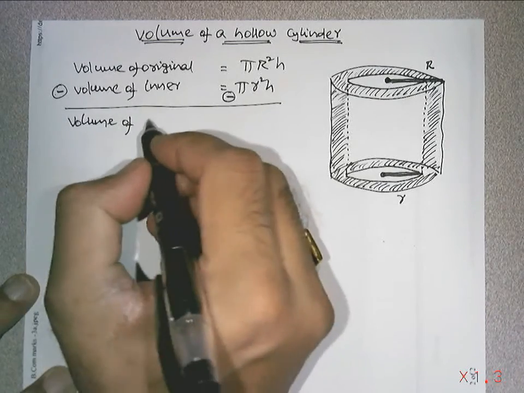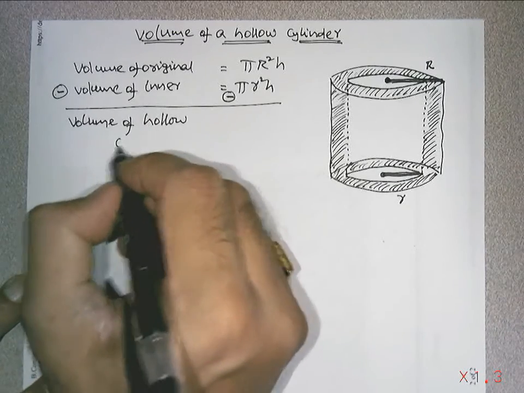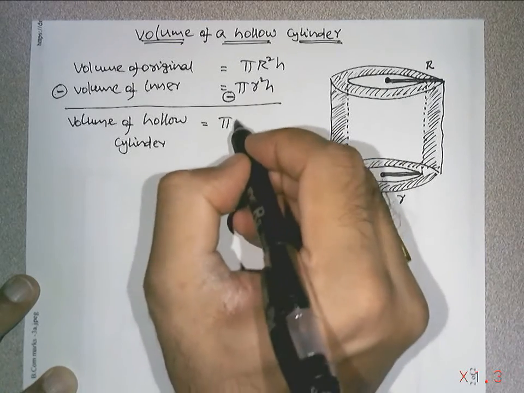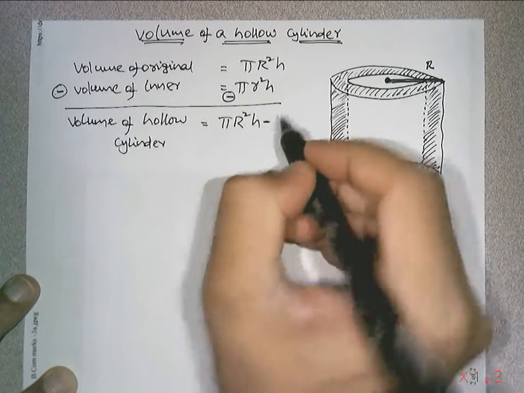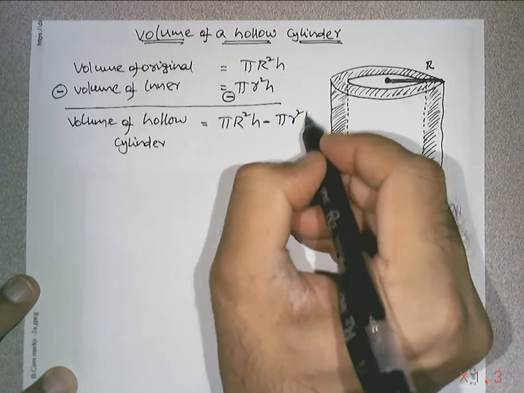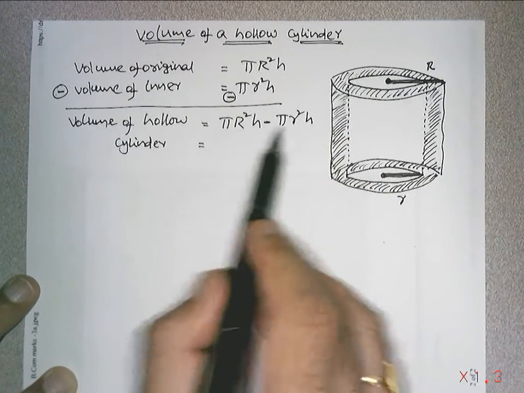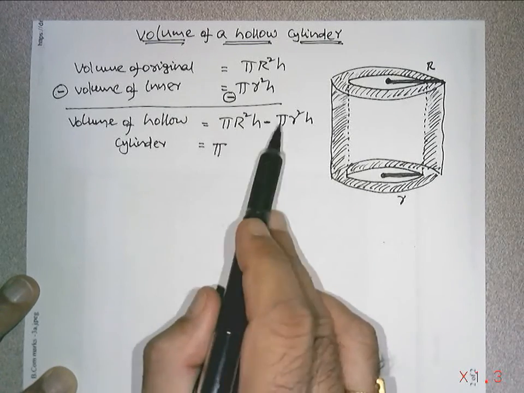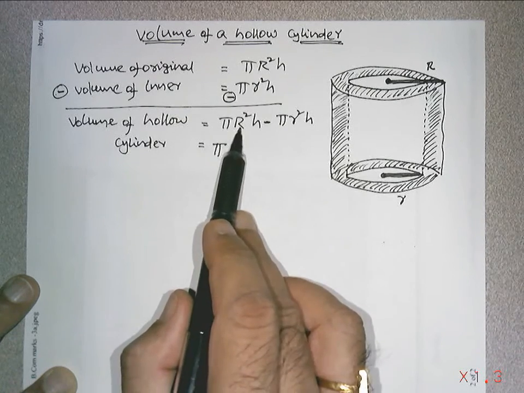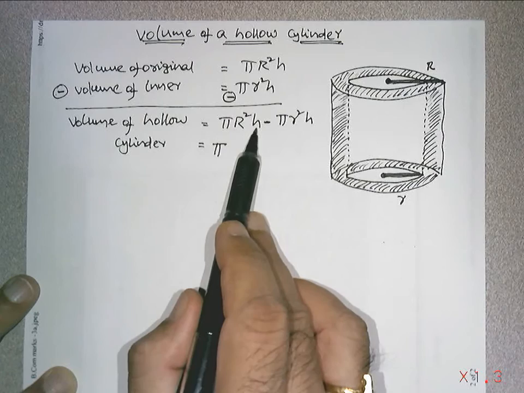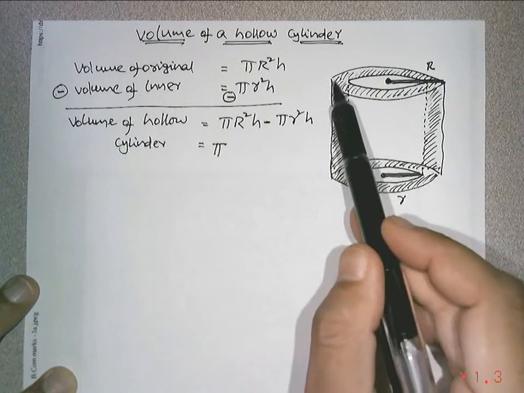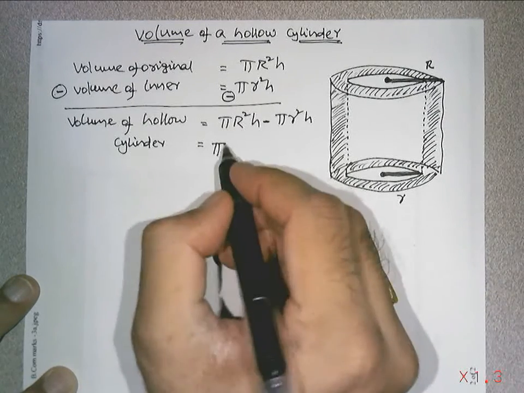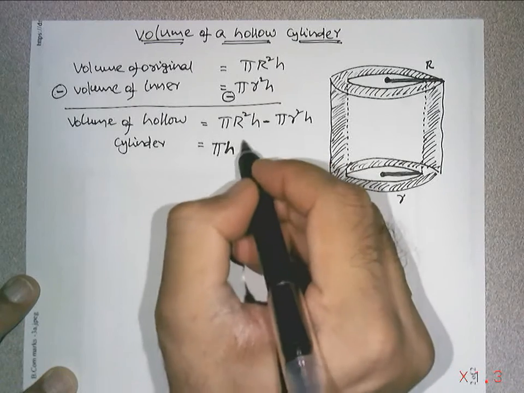So the volume of the hollow cylinder is equal to pi capital R square h minus pi small r square h. Can you see something the same in these two terms? Pi is common. You see pi here, you see pi here. Then capital R and small r are different, but the outer cylinder and inner cylinder both have the same height. So h is also common.